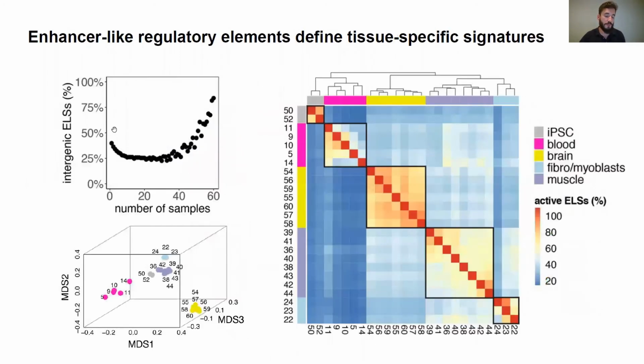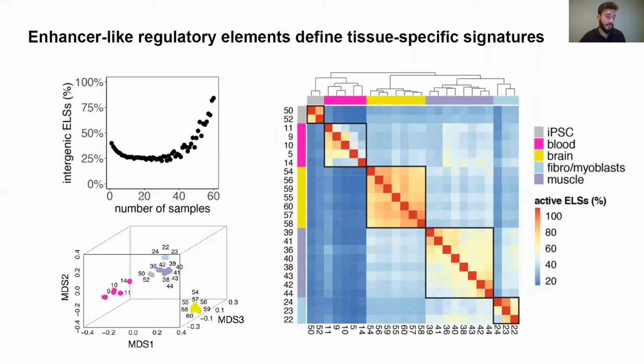By looking at the genomic location of these enhancers, we could see that there is a direct correlation between the percentage of intronic ELSs and the number of samples in human tissues. This means that the genomic location is an important factor in the regulatory role of these enhancers.